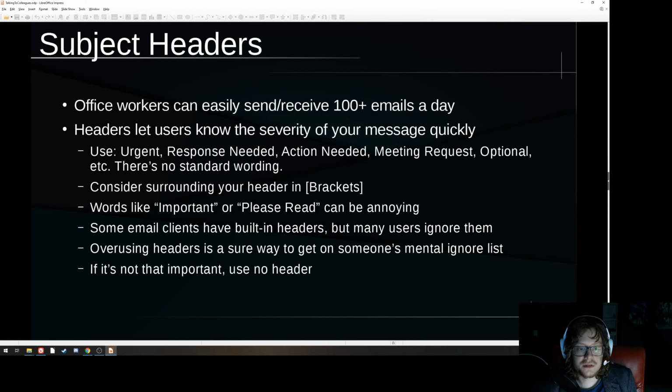Okay. I don't like using words like important or please read. Some people use these instead of urgent, but important is like, okay, if it wasn't important, why would you have sent it to me, right?